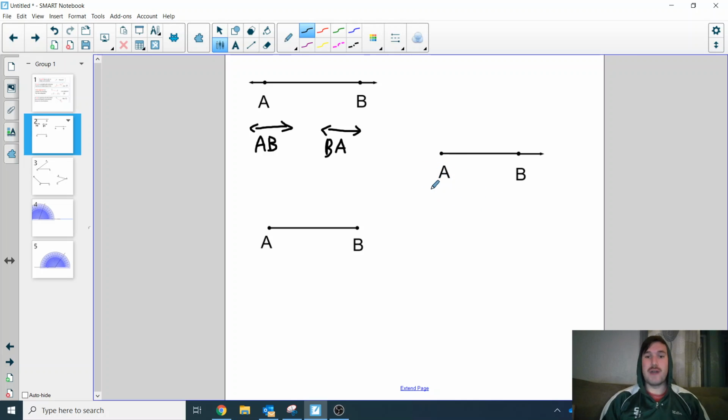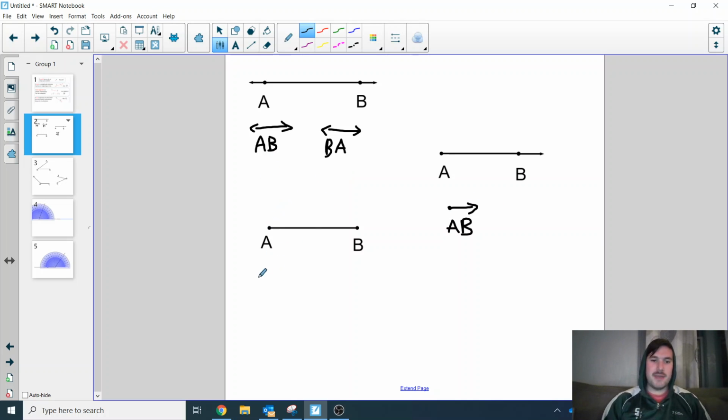Here we have a ray. A ray has a point on one end and an arrow on the other, because it's going to go on forever in just one direction. So where does this ray start? It starts here at A and goes on forever past B. So this ray starts at A and goes past B, and then we draw the ray symbol above our letters. We can't turn this around, because if we start at B, it doesn't go on forever past A. So this one only has one name, whereas this line has two.